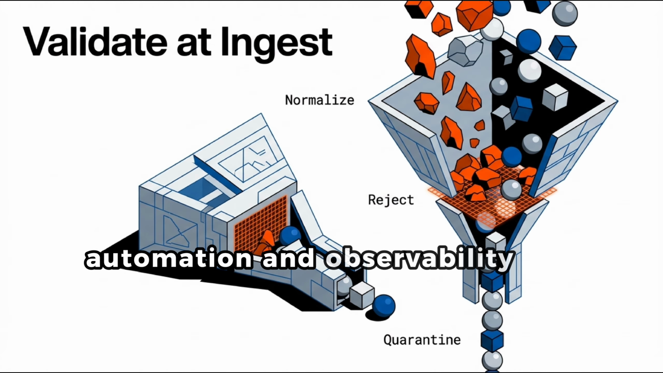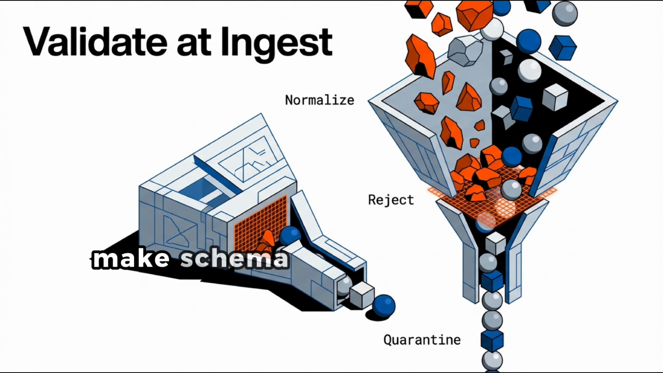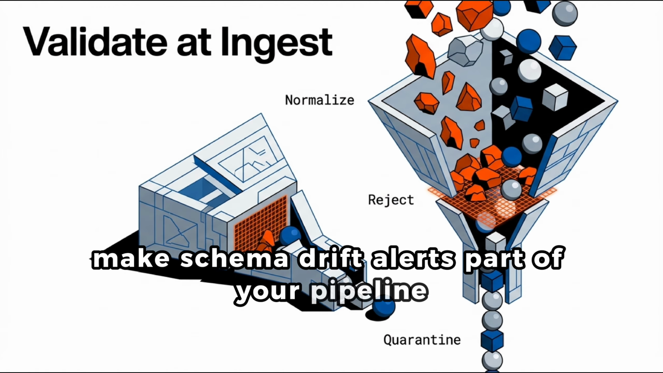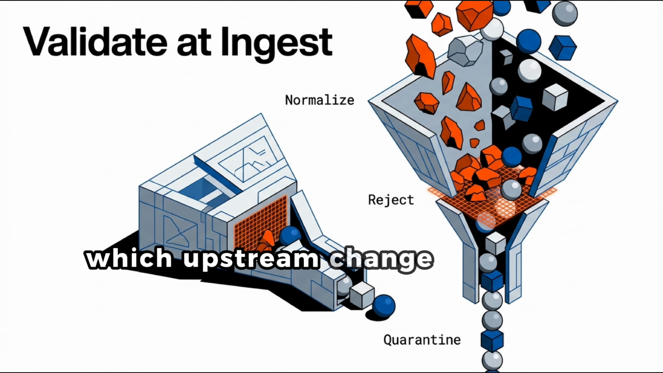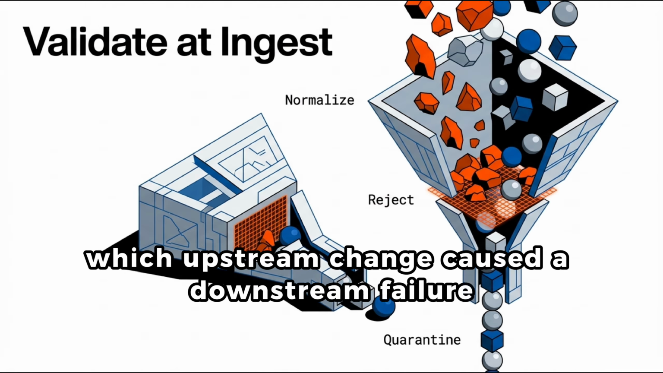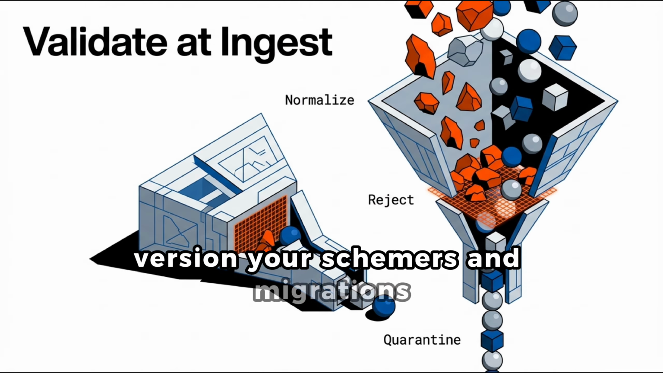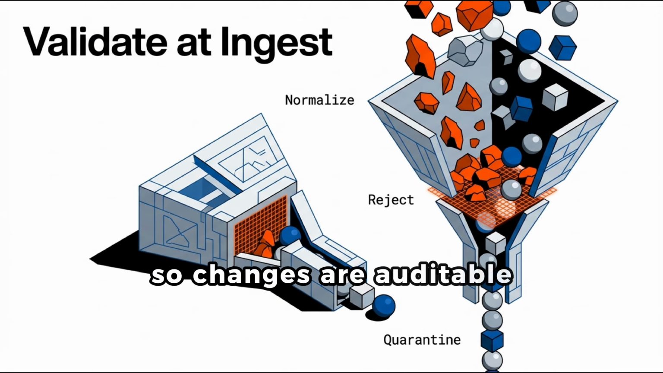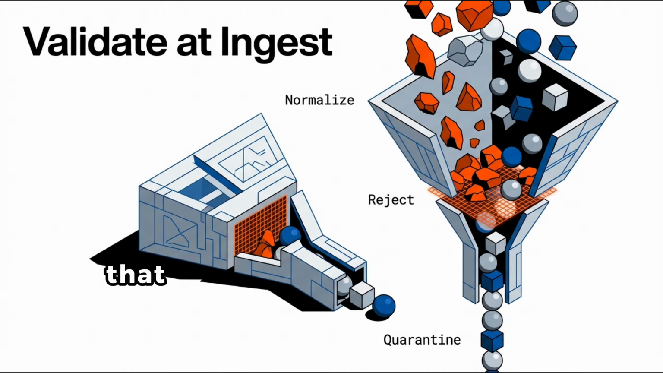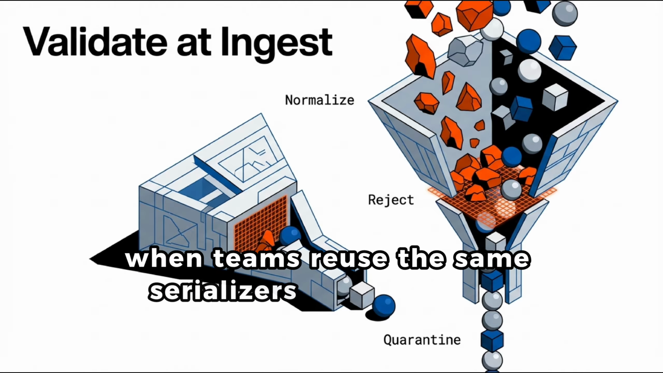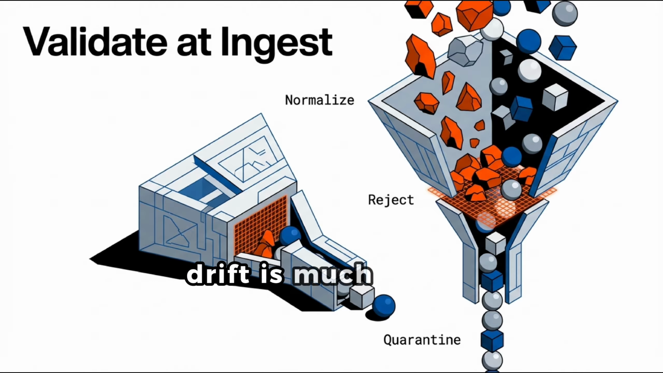Automation and observability are critical. Make schema drift alerts part of your pipeline. Surface lineage, so you can quickly trace which upstream change caused a downstream failure. Version your schemas and migrations, so changes are auditable and reversible. Provide shared libraries or service APIs that produce canonical records. When teams reuse the same serializers and validators, drift is much harder.